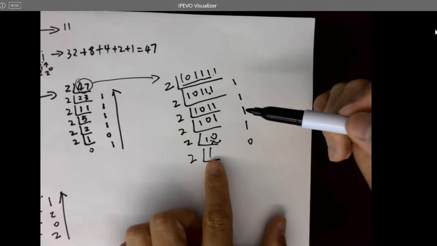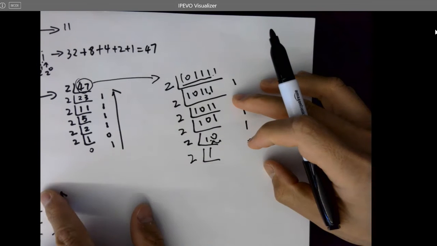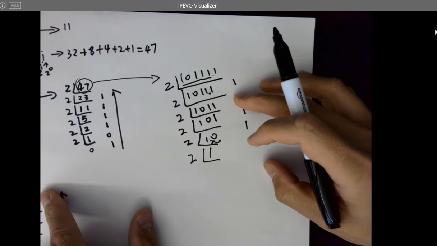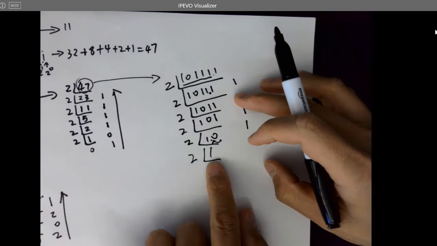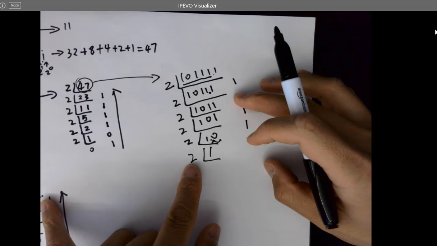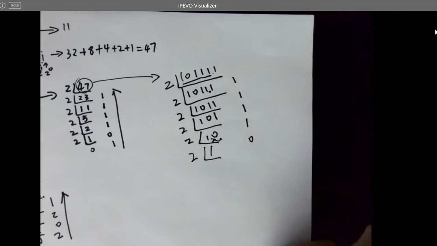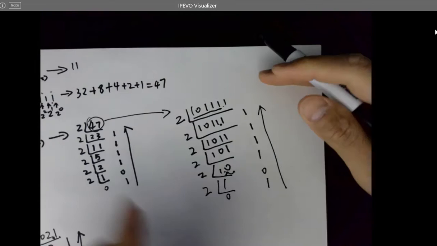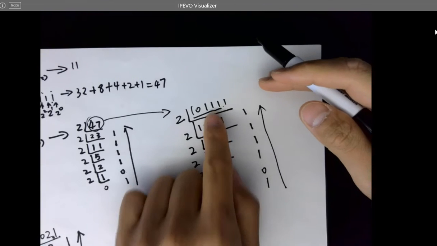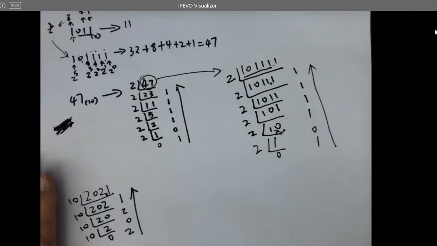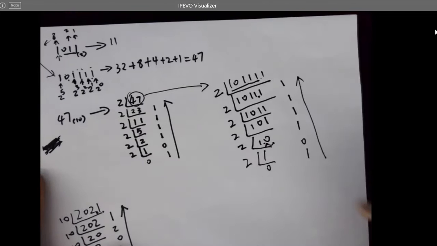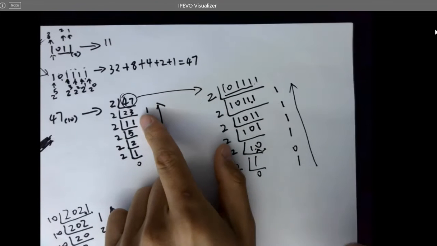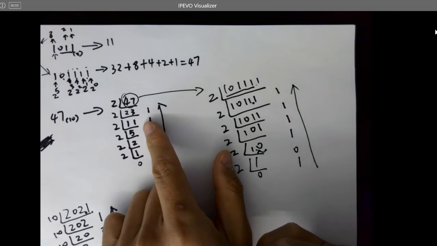Is there a difference between this one and this one? No, 1 is always 1. In binary, 1 is 1. In decimal, it's also 1. It won't be like 10. So just looking backwards, it's still the same number, you can recover it. So that's how you can convert decimal to binary.